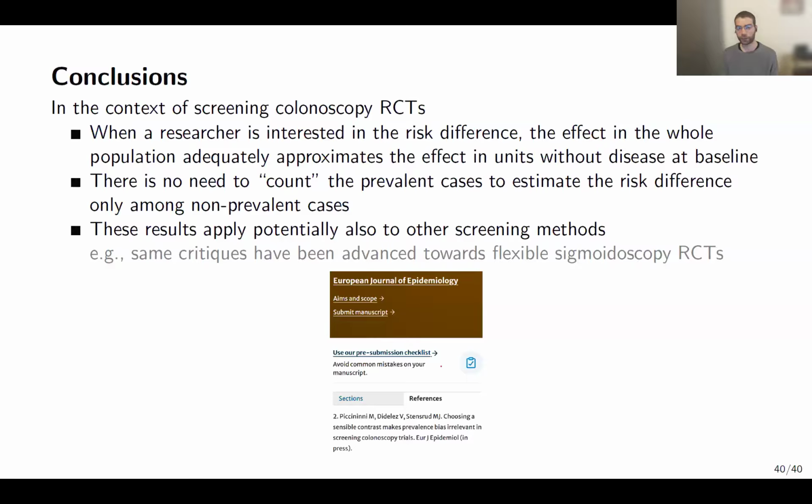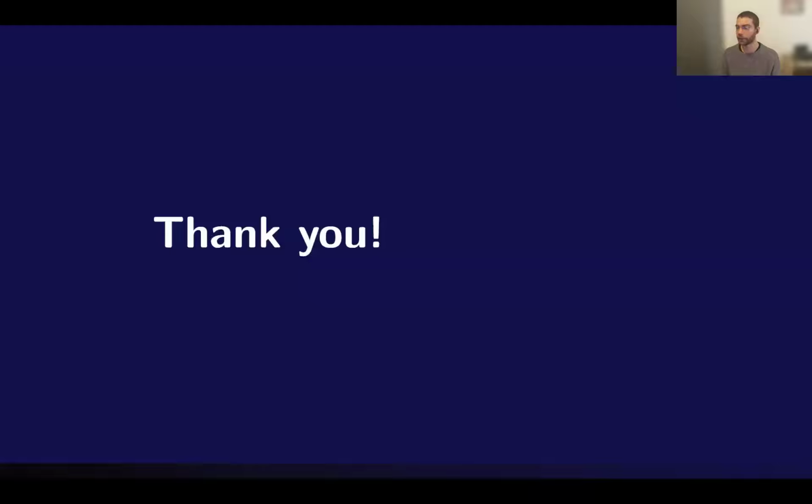So for example, a similar critique of relevance bias has been advanced towards flexible sigmoidoscopy randomized trials, so another type of colorectal cancer screening. If you're interested in this debate and our contribution to it, our article will appear very soon, I think in a matter of days, in the European Journal of Epidemiology. And with this, I can conclude and I'm happy to take any questions.